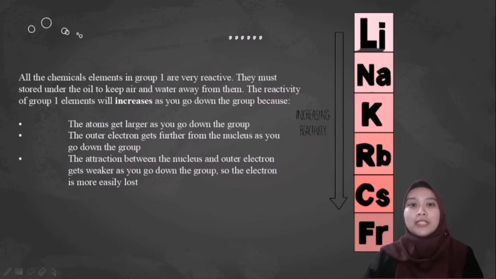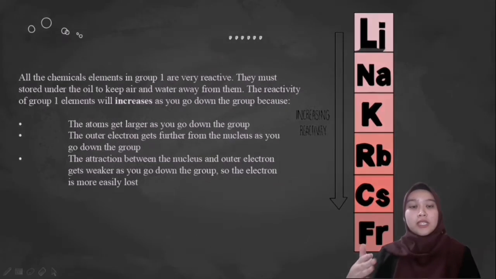Okay. All the chemical elements in group 1 are very reactive. They must be stored under oil to keep air and water away from them. The reactivity of group 1 elements increases as you go down the group, because the atoms get larger as you go down the group. The outer electron gets further from the nucleus, and the attraction between the nucleus and the outer electron gets weaker as you go down the group. So the electron is more easily lost.